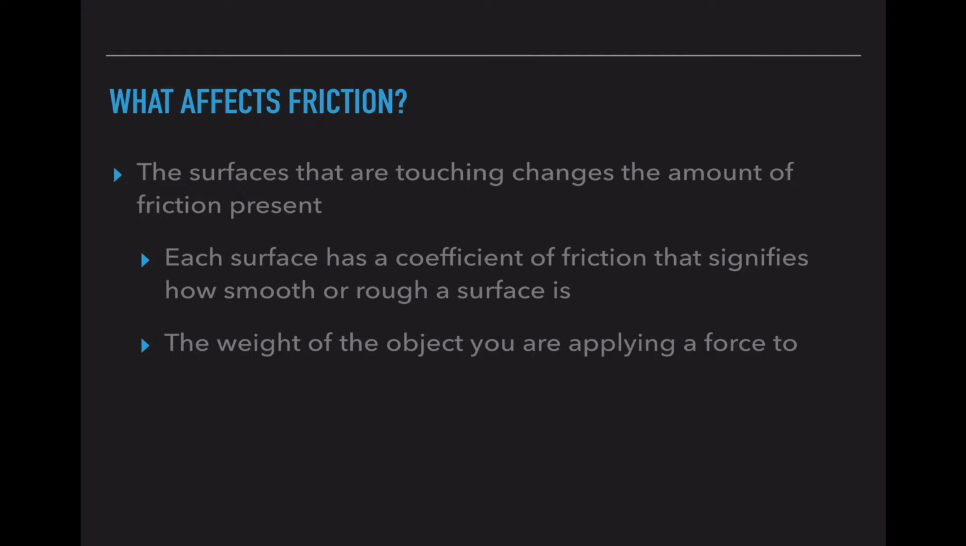So what affects friction? The surfaces that are touching change the amount of friction present. Each surface has a specific coefficient of friction that signifies how smooth or rough a surface is. So with your car, you have rubber tires, because rubber grips the cement really, really well and has a very high level of friction. In addition, the weight of the object you are applying a force to affects friction.